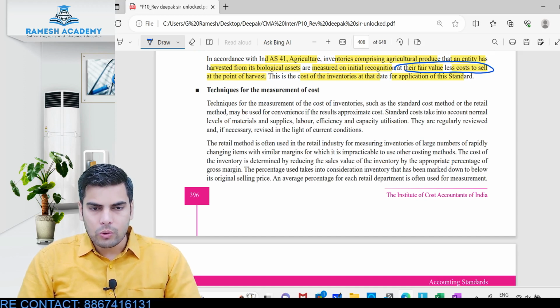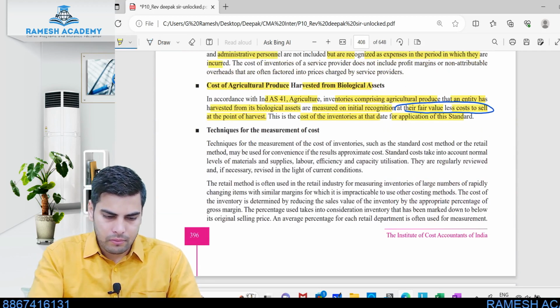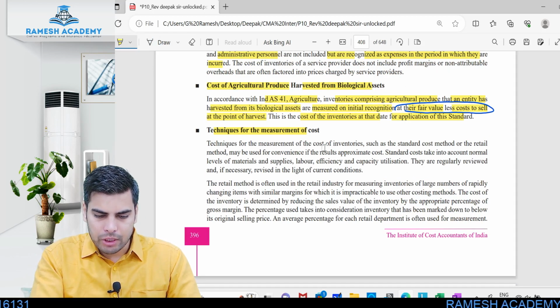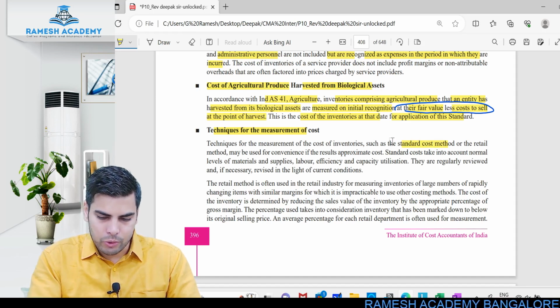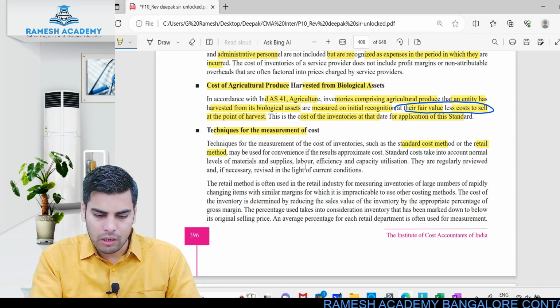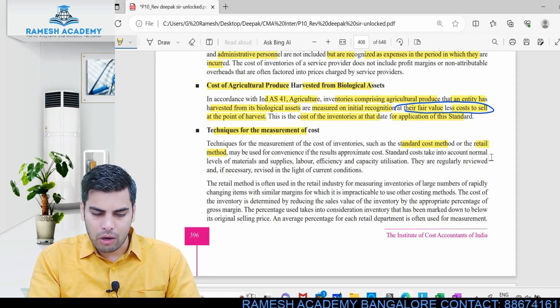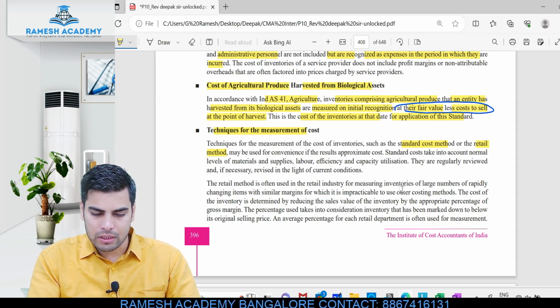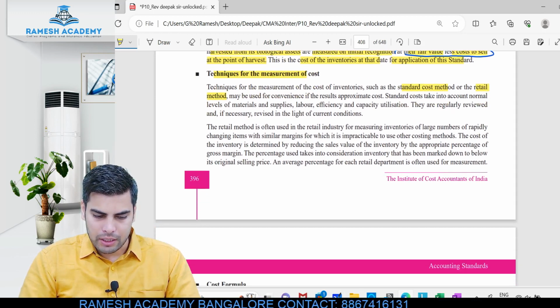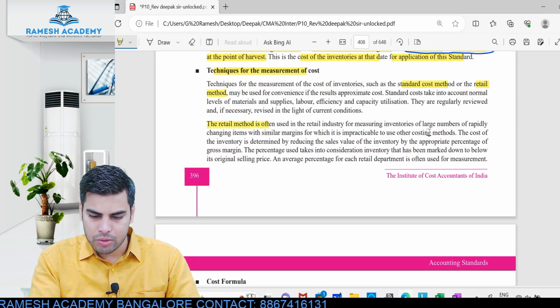Clear? So then they have given you the techniques for measurement of cost. Let's look into this. Techniques for measurement of the cost of inventory such as the standard cost method or the retail method may be used for convenience if the results approximate cost. Standard costs take into account the normal levels of material supplies, labor efficiency and capacity utilization. They are regularly reviewed and if necessary revised in the light of current conditions. The retail method is often used in the retail industry for measuring inventory.